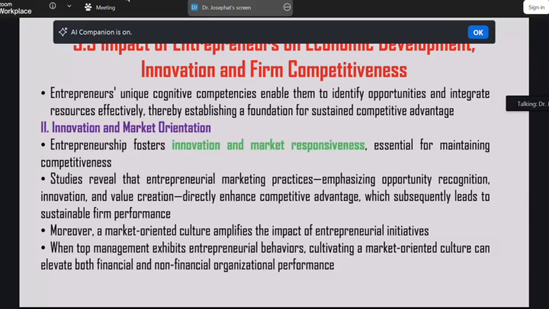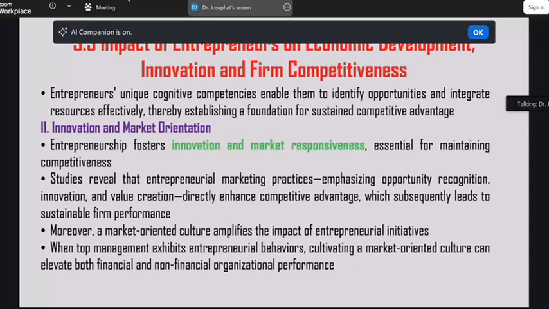So entrepreneurship always fosters innovation and market responsiveness, which are essential for maintaining competitiveness. Market orientation talks about the market itself, ikiongelea kwenye customer orientation, as well as ikiongelea na upande wa pili wa marketing orientation. Inaunganisha hizo pande mbili. So various studies reveal that entrepreneurial market practice, that means emphasizing opportunity recognition, innovation, and value creation, directly enhances competitive advantage, which subsequently leads to sustainable firm performance.